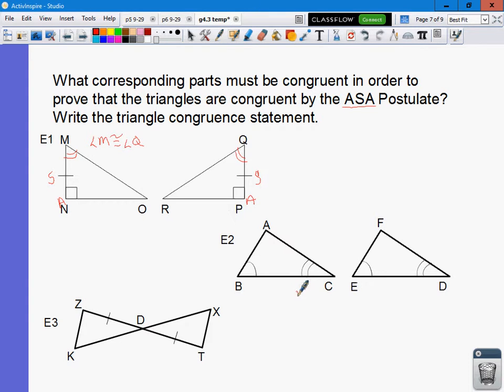Example 2. I have an angle, I have an angle, I have an angle, and I have an angle. I'm missing the side. Which side am I missing in triangle ABC? What's missing? BC. It has to be that included side. What would it have to be congruent to? It'd have to be congruent to ED, that included side.